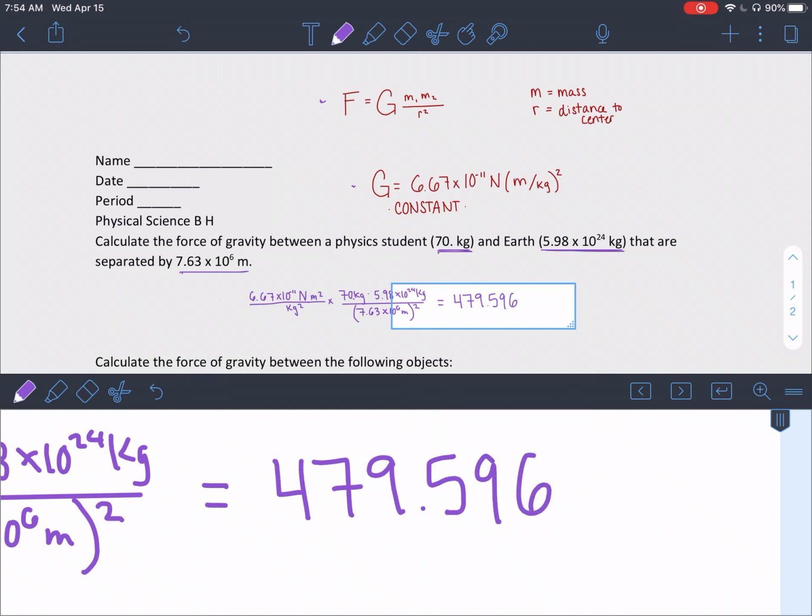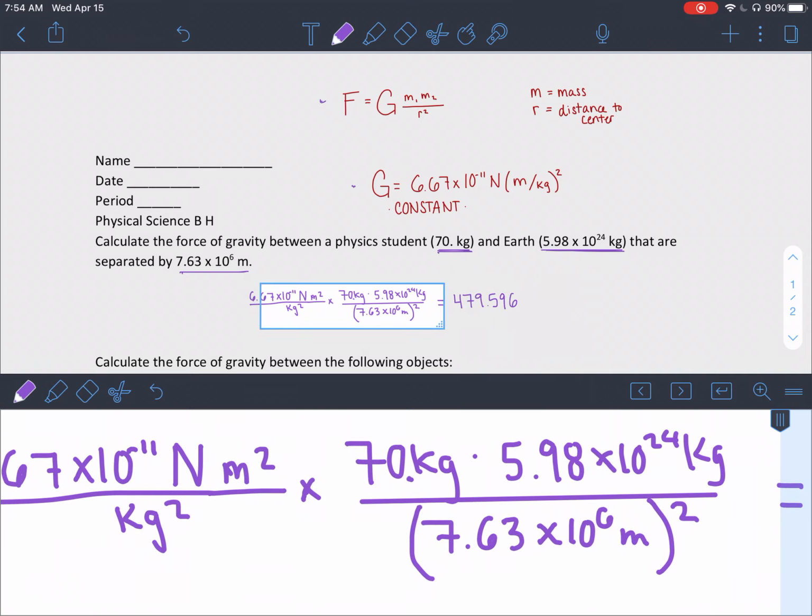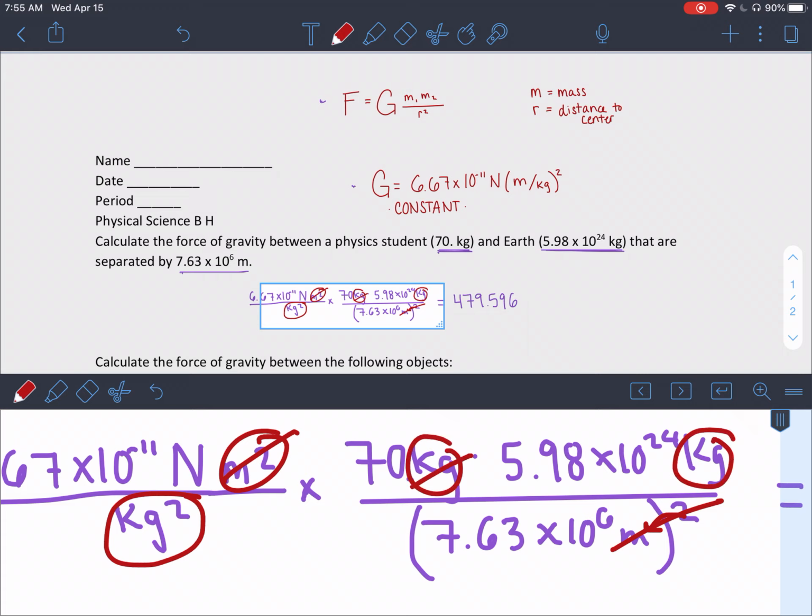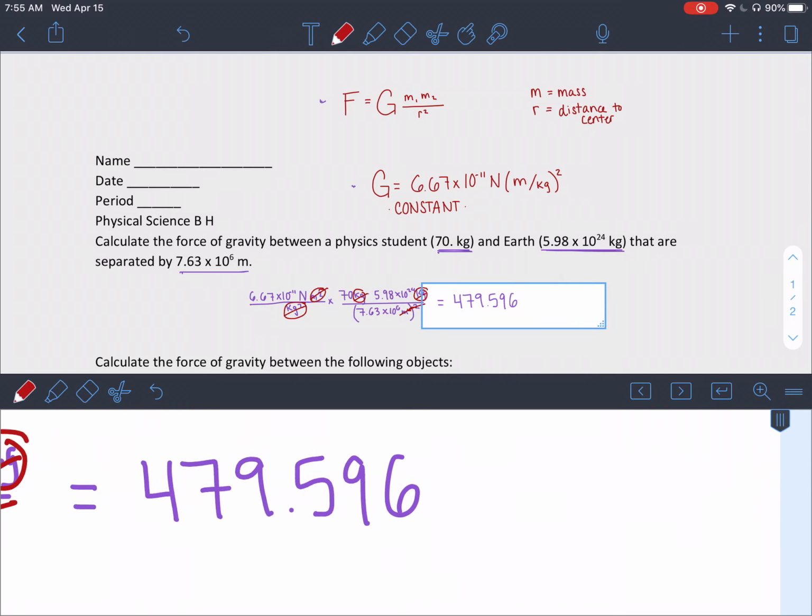479.596, and that is unrounded. We'll work on the sig figs in just a moment, but let's figure out what the units are. In our denominator we had a meters squared right here and a meters squared up here, so those two things cancel out. We have a kilogram squared here and a kilogram and a kilogram, therefore those all cancel out. The only unit left is newtons, and we were calculating force, therefore our answer is in newtons.